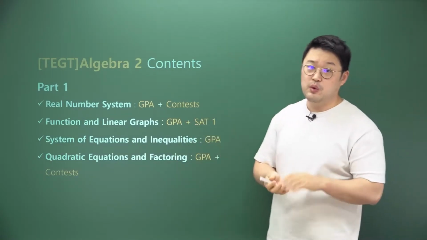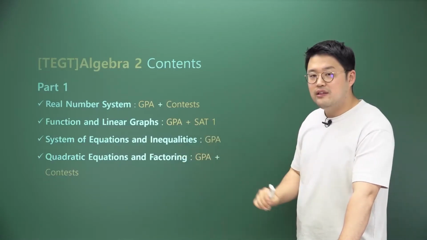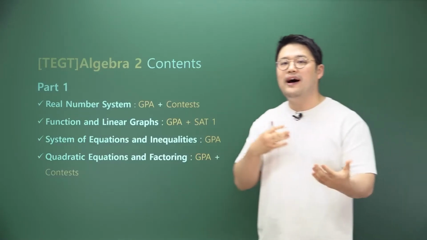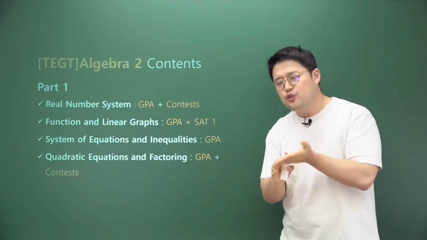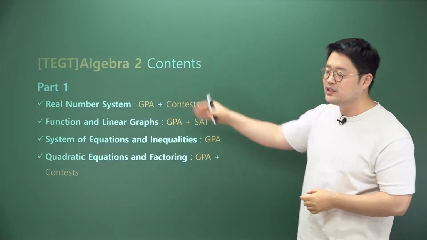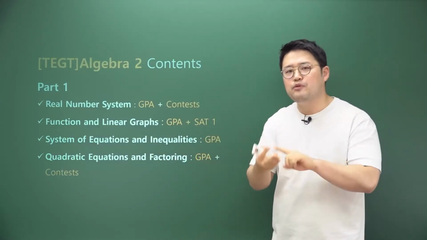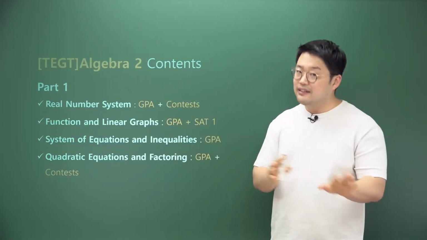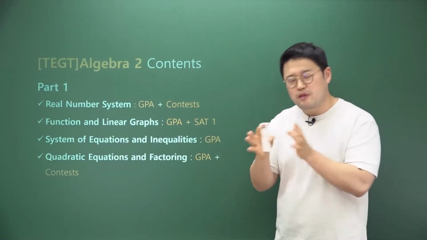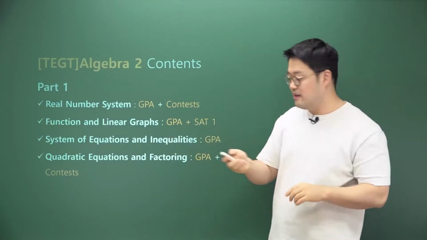And the fourth one, quadratic functions and factoring. This obviously comes up in contests, but I focus a little more on GPA materials, explaining why there are major differences between quadratic equations in the Algebra 1 course and the Algebra 2 course, because I cover absolute-valued quadratic functions. But that doesn't mean contest-level math is not included here. I put in more questions related to GPA materials, but a little less for contests.